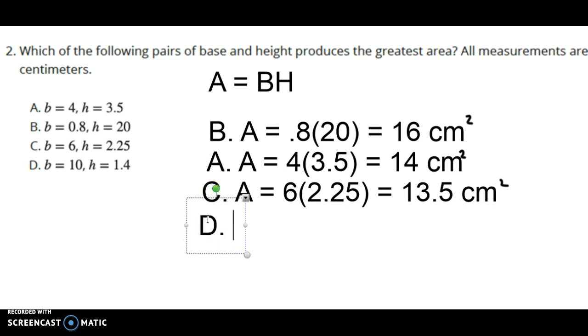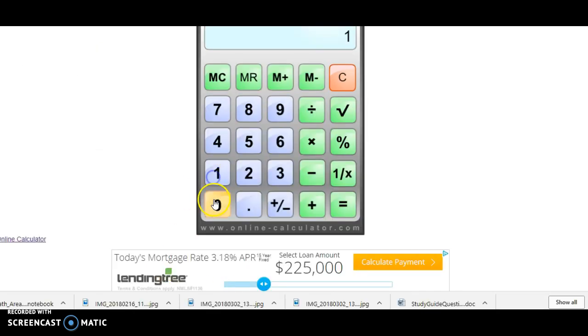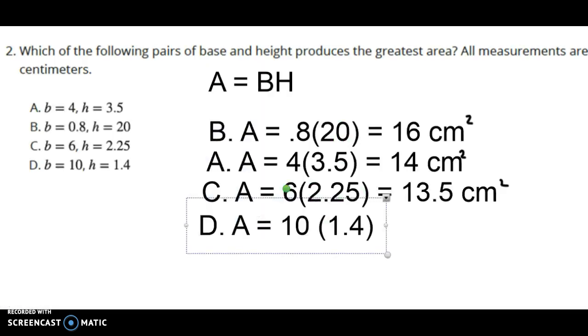Then we're going to move on to checking D. D, area equals base times height, area equals 10 times 1.4. Calculator, 10 times 1.4, and I'm going to get 14 centimeters squared. So my question that I was trying to answer is, which of the following pairs produces the greatest area of these? It's looking like B, 16, produces the greatest area. So go ahead and circle B.